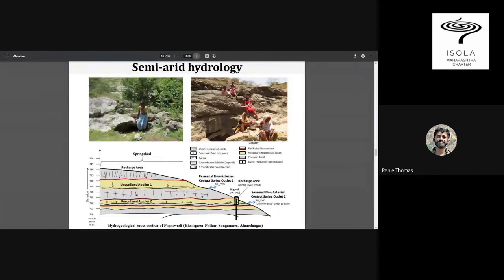They also have to spend quite a lot of time, the whole day I would say, around such spring outlets. On the left-hand side photograph is a lower elevation spring, but there is not much water, and it is used by a different community, a smaller group of families. But this is how semi-arid hydrology is also.